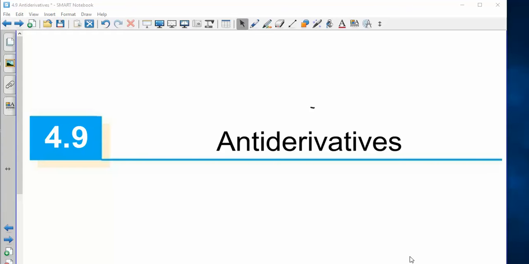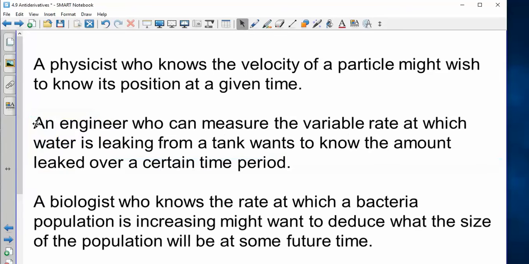We have spent all this time working on derivatives, and we know a derivative is a rate of change. But sometimes we need to work backwards from that. We have talked about if I have position, I can calculate velocity. But let's say you know the velocity. You might need to know the position at a given point in time. You know the speed something is traveling. You want to know where it's going to be at a given point in time. So that's like an antiderivative.